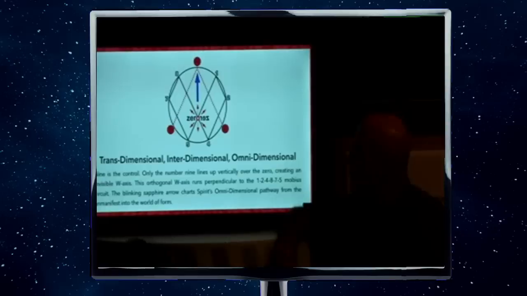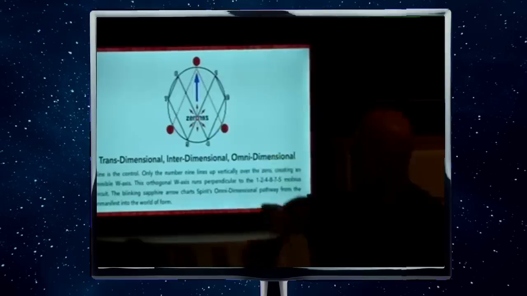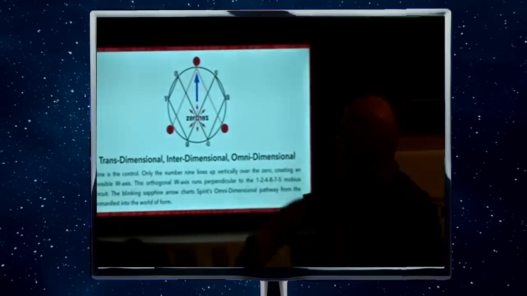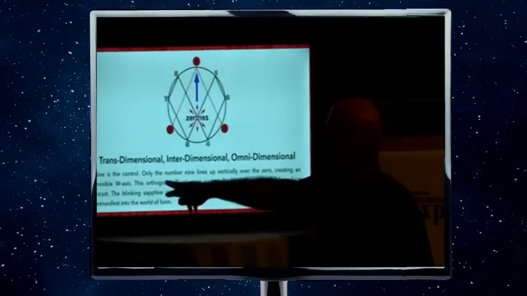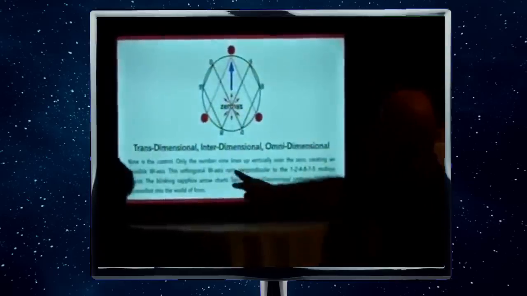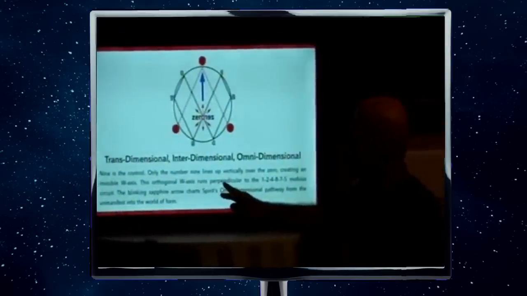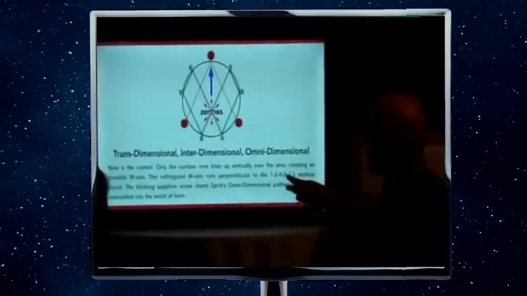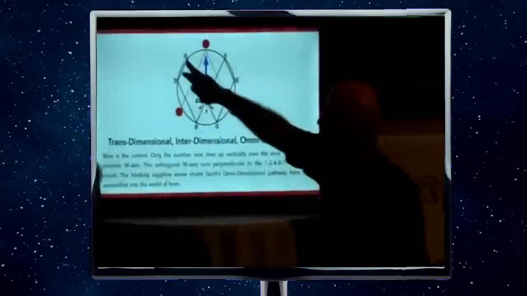Transdimensional, interdimensional, omnidimensional. 9 is the control. Only the number 9 lines up vertically over the 0. So 9's lining up over the 0. We talked about it. Creating an invisible W-axis. This orthogonal, that's the secret. It's a right angle to this axis. It's orthogonal. It's perpendicular. Runs perpendicular. It's a right angle to the 1, 2, 4, 8, 7, 5. It's the relation of this to this.